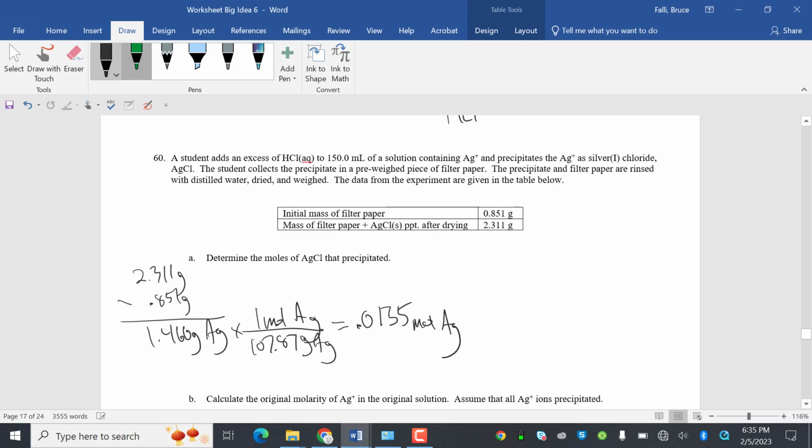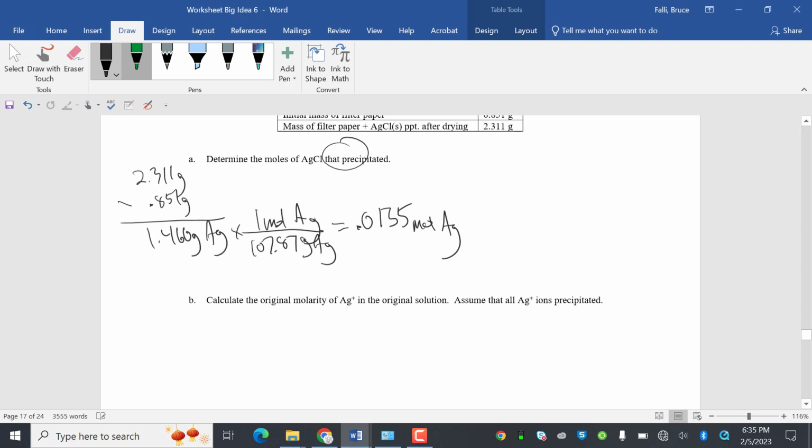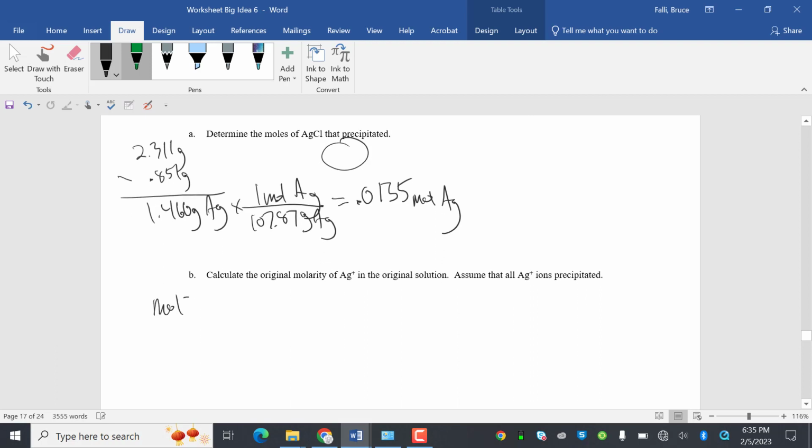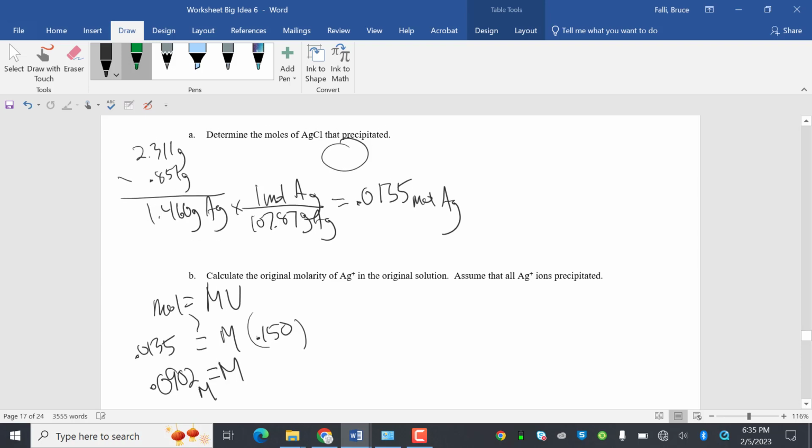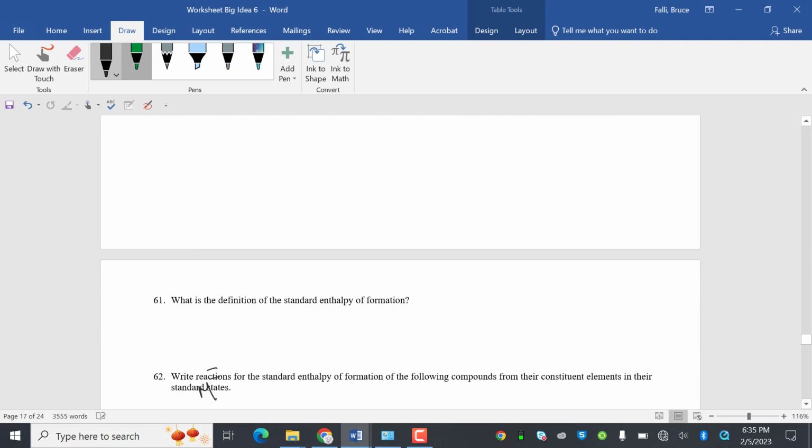So I'm doing molarity. Notice I've got a volume here. Moles equals MV. My moles were 0.0135, my volume is 0.15 liters, it was 150 milliliters. Solving for M, divided by 0.15, molarity equals 0.0902 molar. Gotta slow down a whisker, I guess. Okay, that's bonus stuff.